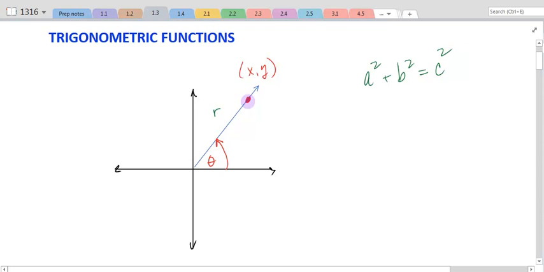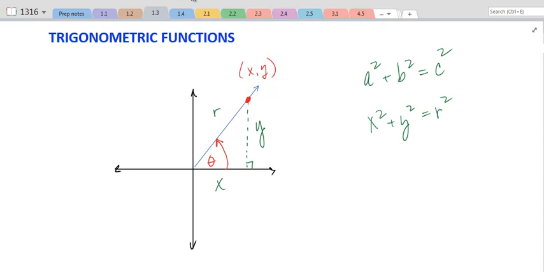So this point x, y, I'm going to drop an imaginary line straight down perpendicular to the x-axis, and you can see that I now have a right triangle. This vertical distance is represented by the y value, and the horizontal distance of my triangle is represented by the x value. If I want to know the measure of my hypotenuse, it's going to be the side squared plus the other side squared equal to the hypotenuse squared.